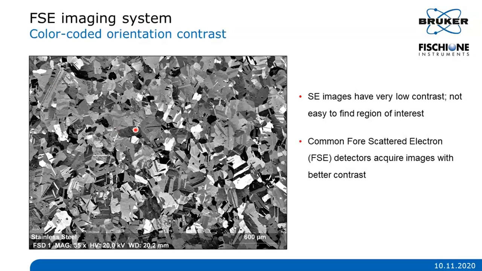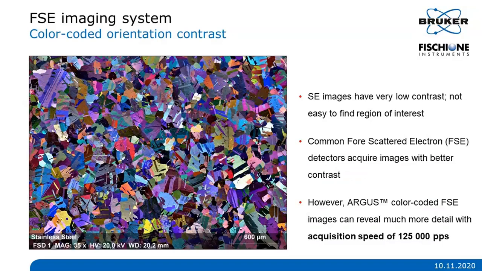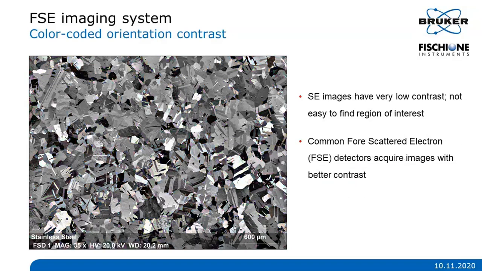But black and white images using 1 or 2 FSE diodes is not always enough. If you look, for instance, at these grains here, there, and there, you will see that the substructure is only possible using 3 diodes using color-coded FSE images. So this is now the color-coded image. So these grains, for instance, if I go back, you don't see the twin boundaries inside.